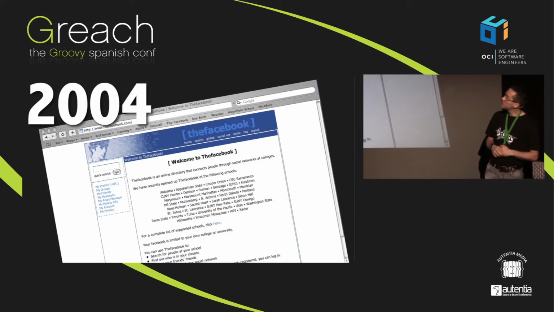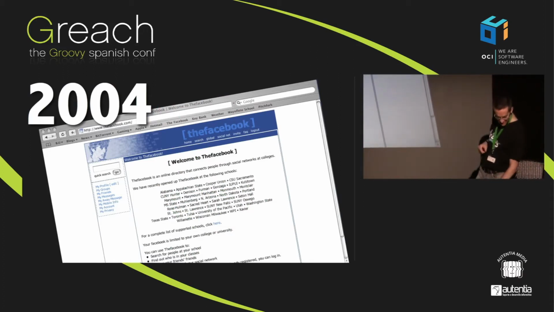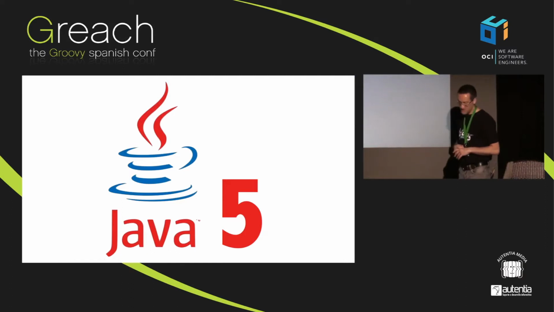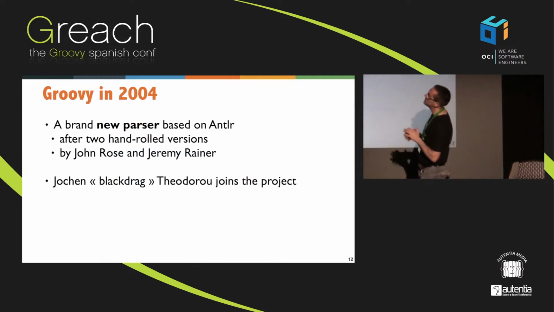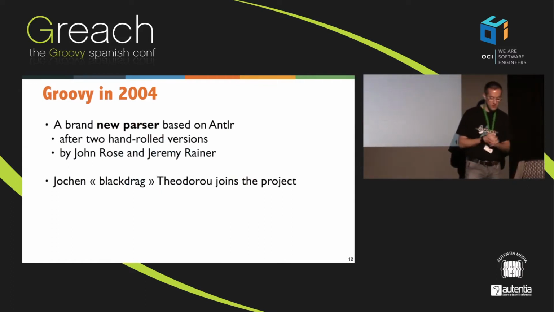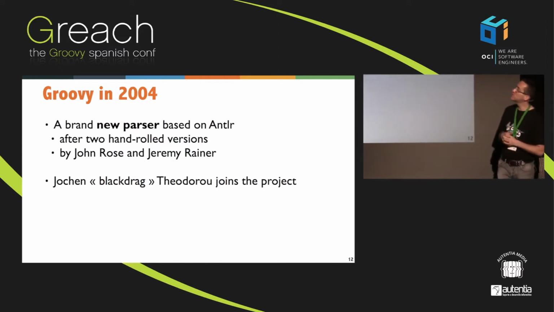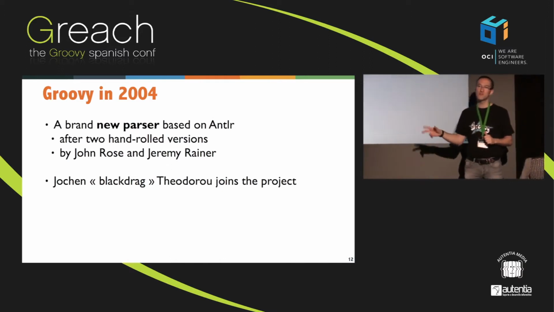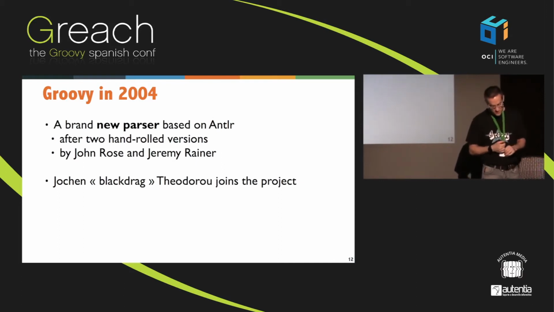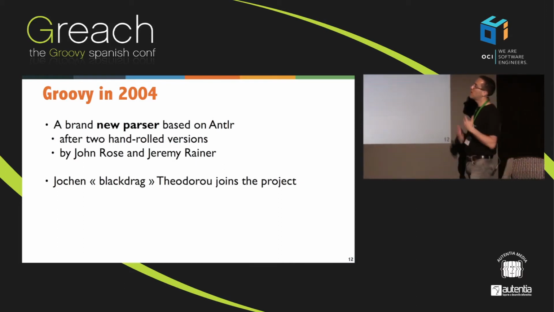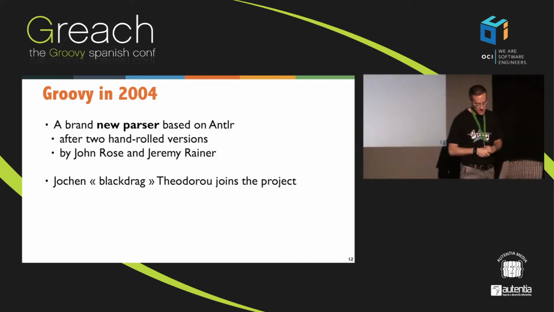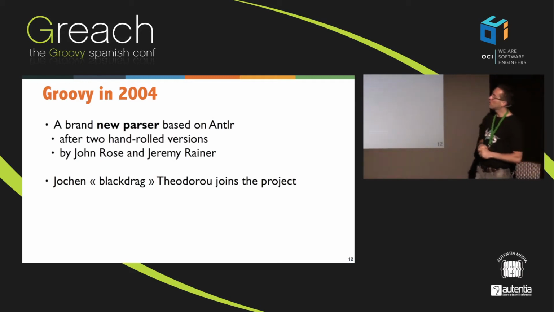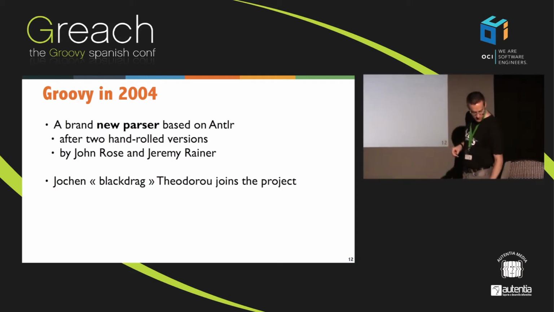And in 2004, the Facebook, it looked like this, changed a little bit. That was the release of Java 5. In 2004, we provided a new parser using ANTLR. In the history of Groovy, this was already the third parser. There were two hand-rolled parsers before. And even for the ANTLR parser, there were actually two rewrites before the current parser that we still have today, that we're working on overhauling as well. That's also in 2004 that Jochen Theodorou joined the project.